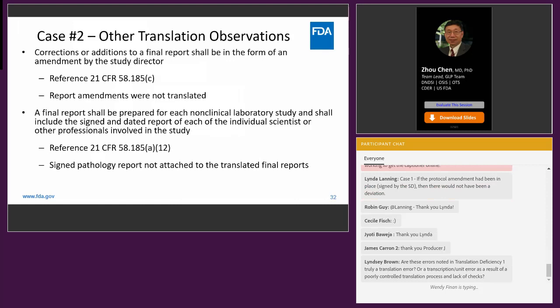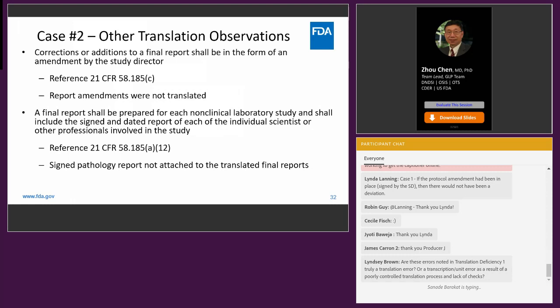These are 2 other translation-related 483 observations issued in another inspection. First one, corrections or additions to a final report shall be in the form of an amendment by the study director. Specifically, report amendments were not translated. So in the original version, there are report amendments, but in the translated version, the amendments were not translated.